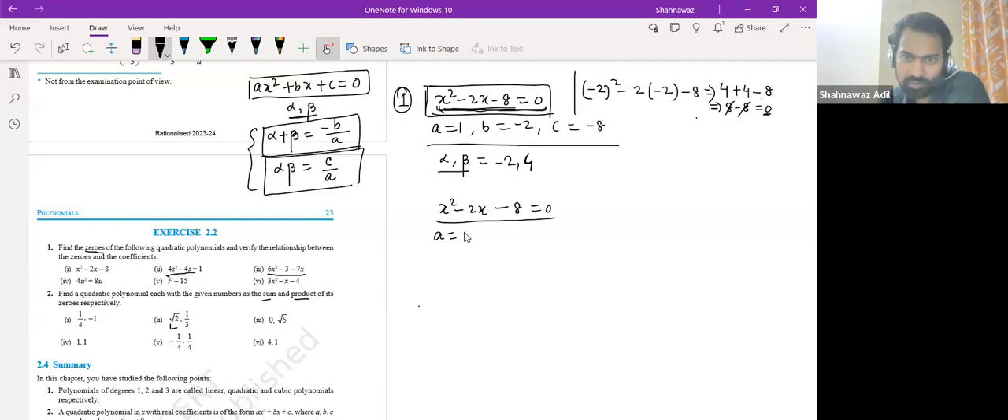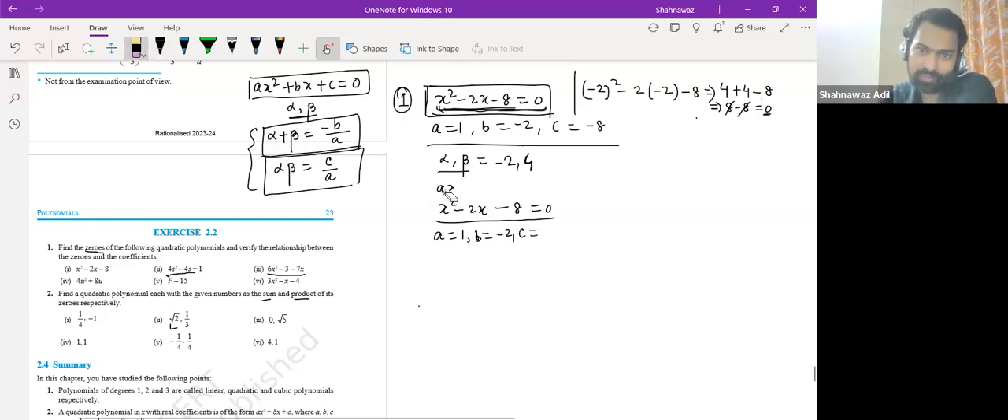A is 1. Now, what is b? b is minus 2. And what is c? It is minus 8. So we have to compare it with this one: ax square plus bx plus c equals to 0. So this is c, this is minus 8.